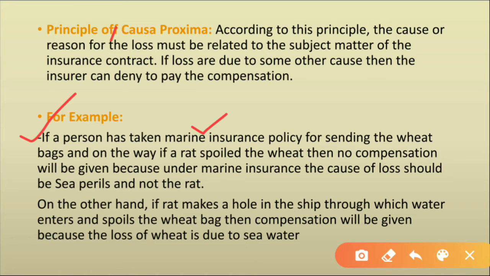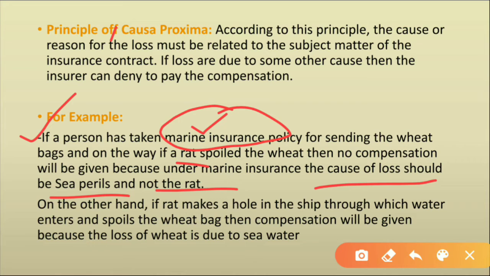तो यहाँ पे जो loss का cause है, it's not due to the subject matter. The loss is due to the rat, so here the insurance company will not give them the money. No compensation will be given, because under marine insurance the cause of loss should be sea perils and not the rat. So here the cause should be sea perils, not the rat, so that is why they will not get the money.